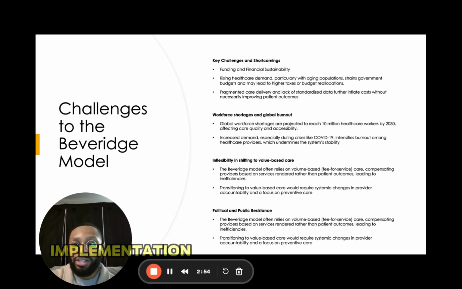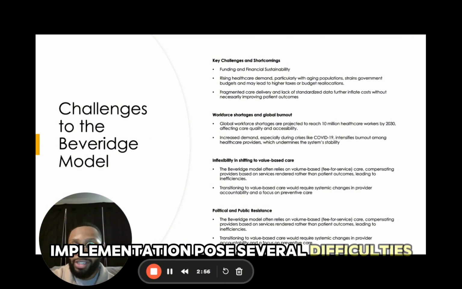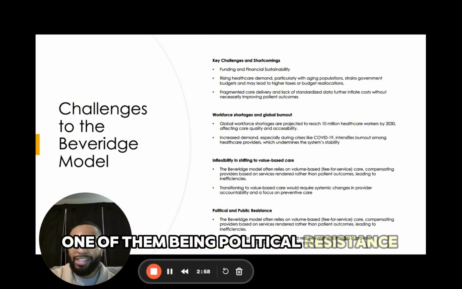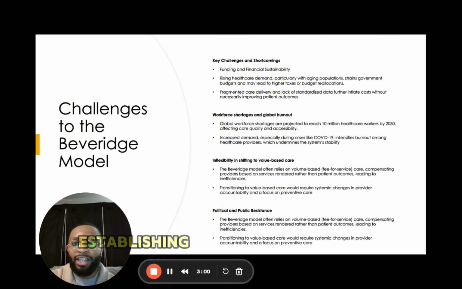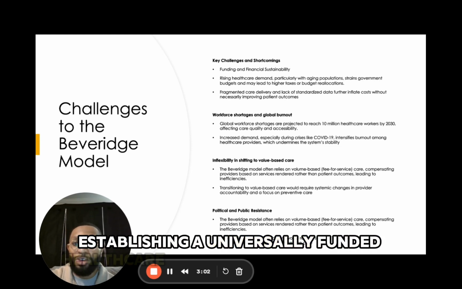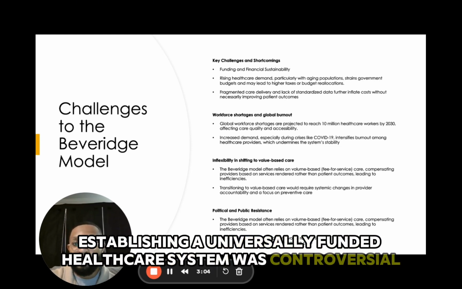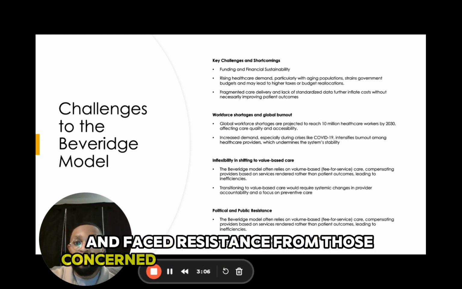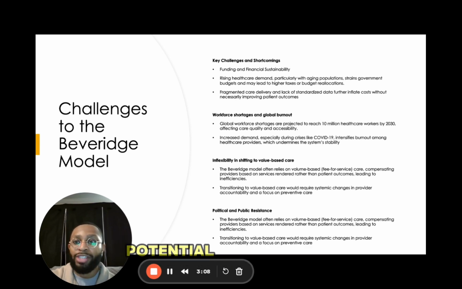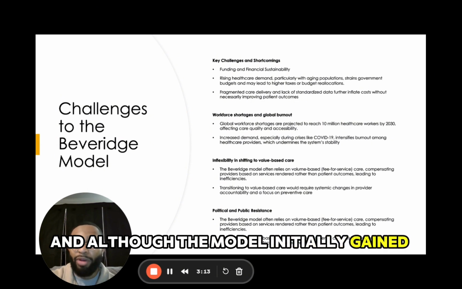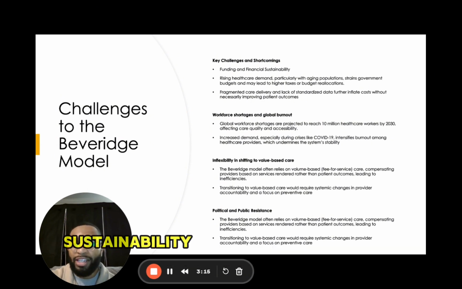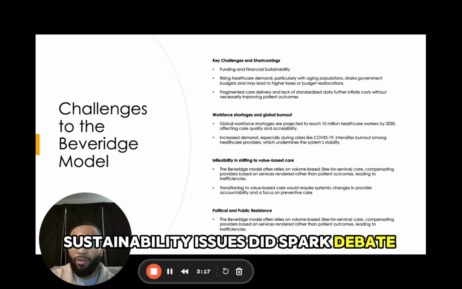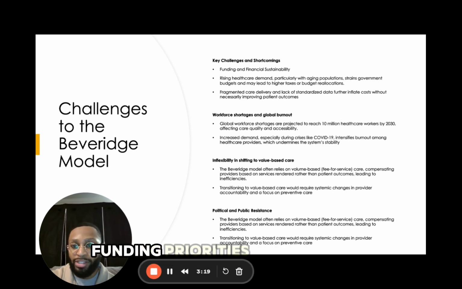However, implementation posed several difficulties, one of them being political resistance and cost. Establishing a universally funded healthcare system was controversial and faced resistance from those concerned about the financial burden and potential tax increases. Although the model initially gained broad support, sustainability issues did spark debate over the healthcare's funding priorities.